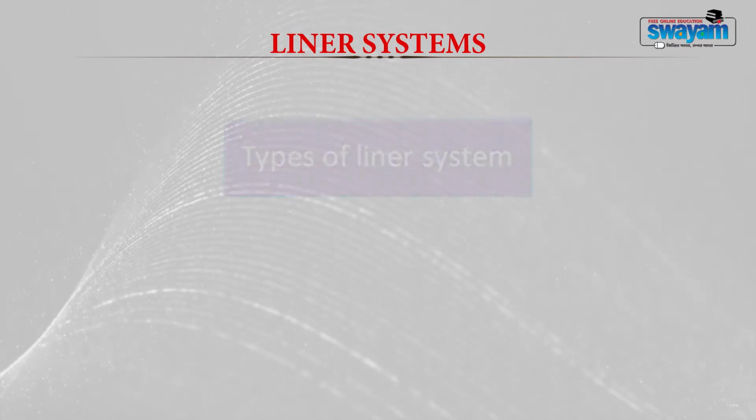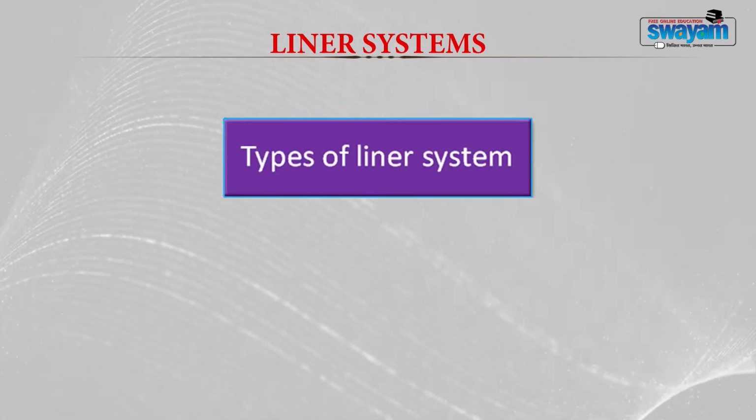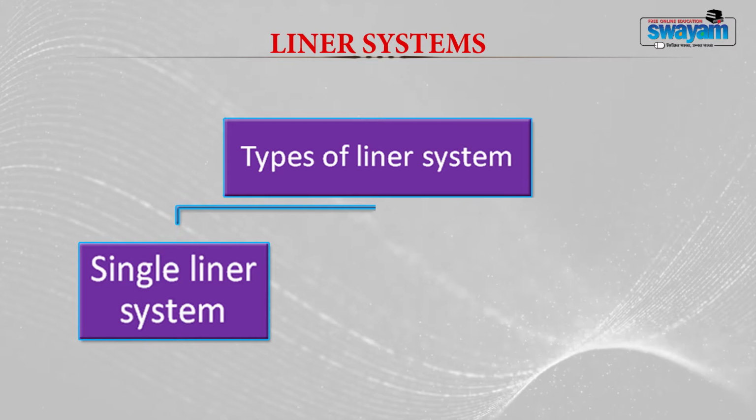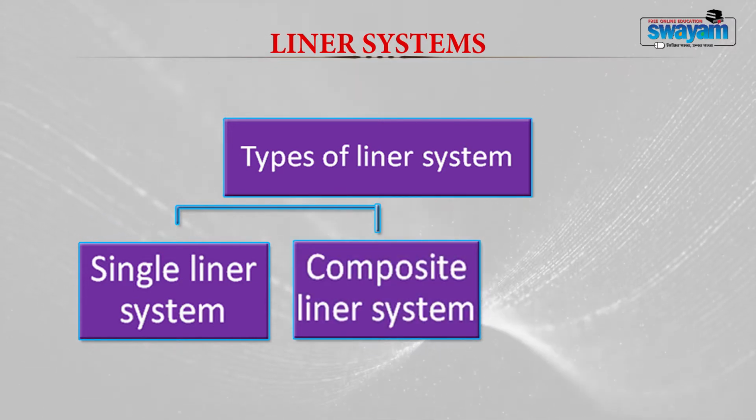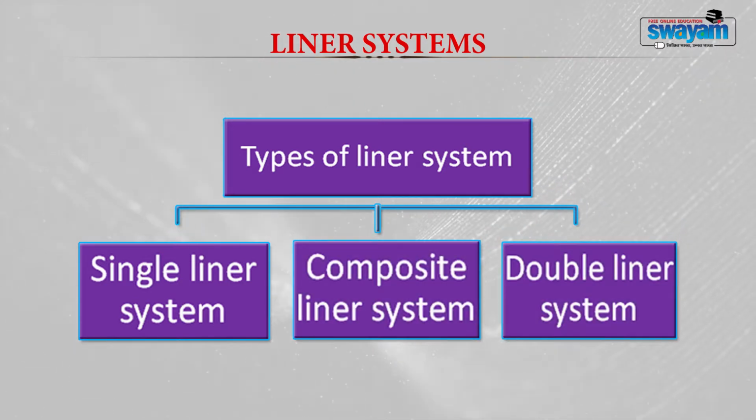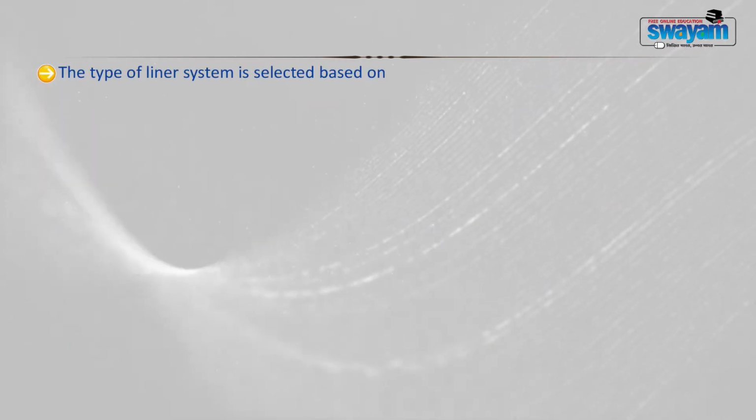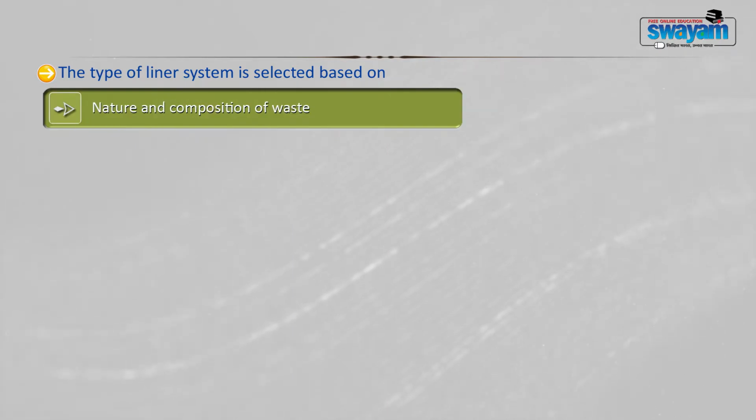Now, as I told you, a liner system is not just one layer of liner material, it is a combination of layers where you have a natural liner, a synthetic liner, a leachate collection system and also a geofabric. The liner systems are classified into three main types. One is your single liner system, the other one is your composite liner system and the third one is your double liner system.